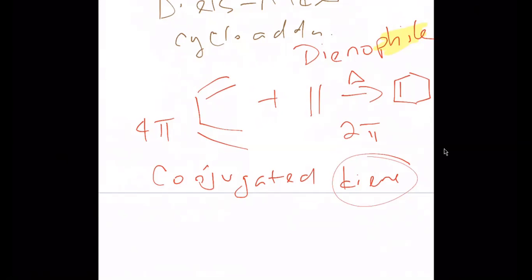One of the characteristics of this reaction is that the diene is going to react through its HOMO, and the dienophile is going to react through its LUMO.